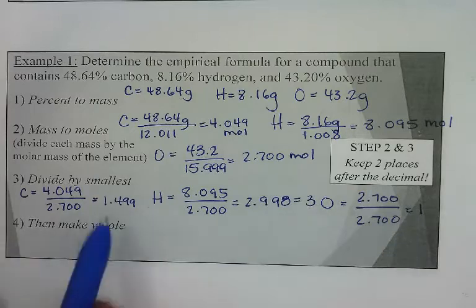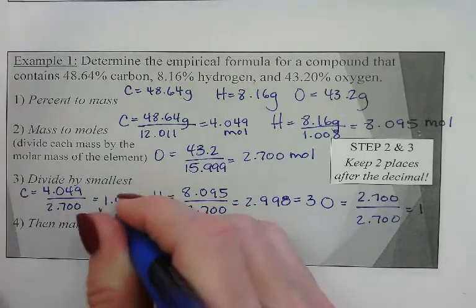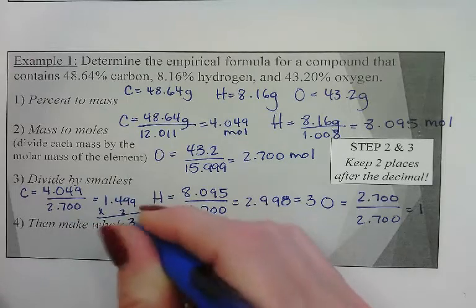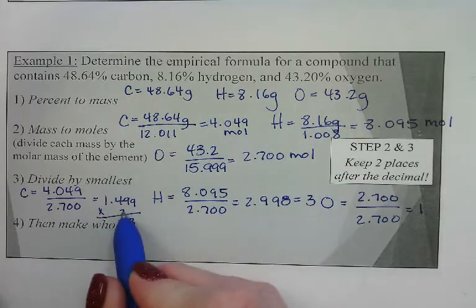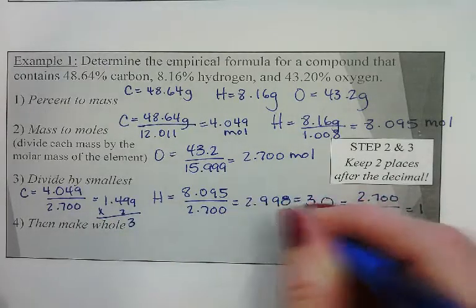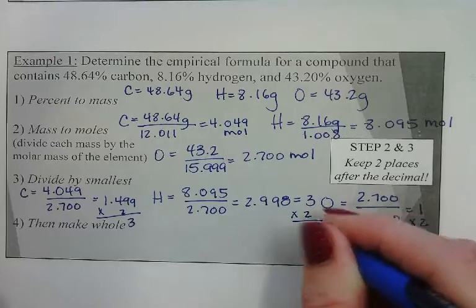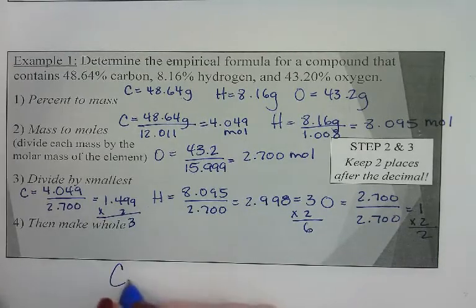There's 1 there. And this one, we need to make it whole. What number would you need to multiply that to make it whole? Yeah, so I'm going to multiply that by 2. That's going to give me approximately 3. If I have to multiply that by 2 to get it to be a whole number, that means I have to multiply all of these by 2. So 6, that's 2. These are the subscripts for the formula. So this is C3H6O2.